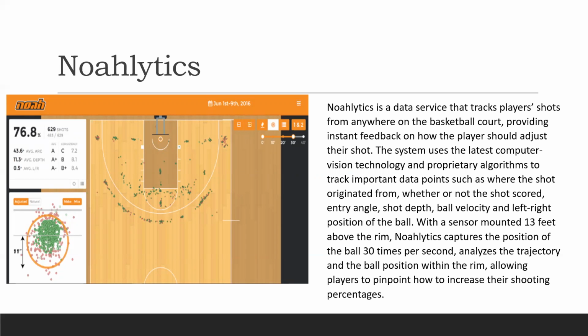So Nova captures the position of the ball 30 times per second, analyzing the trajectory and the ball position within the rim, allowing players to pinpoint how to increase their shooting percentage.